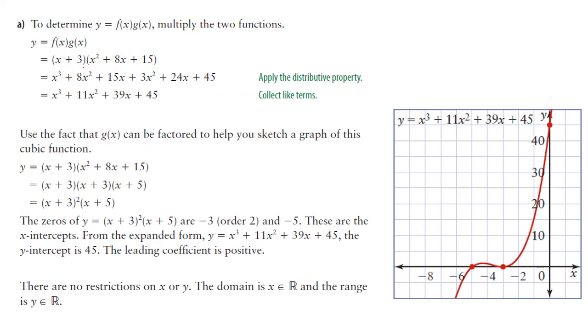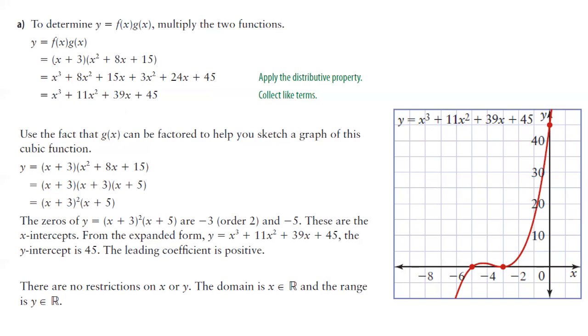And we can expand this using the distributive law. The final result is x cubed plus 11x squared plus 39x plus 45. As you can see, this is actually a polynomial function, which we discussed at the very beginning of unit 1, right? And you can use the fact that g(x) can be factored into (x plus 3) times (x plus 5) to help you sketch the graph of this cubic function, right?